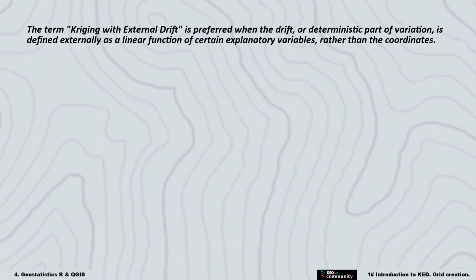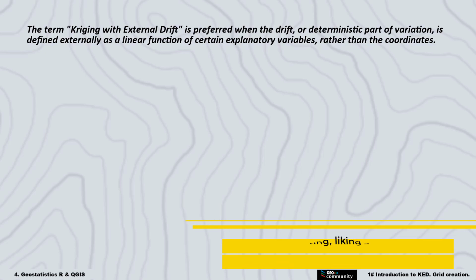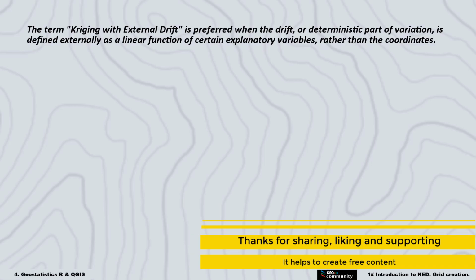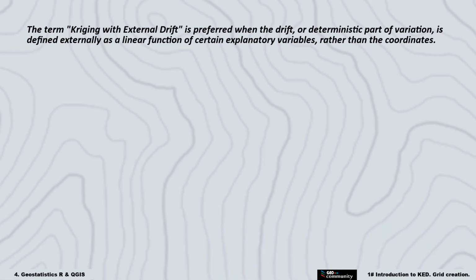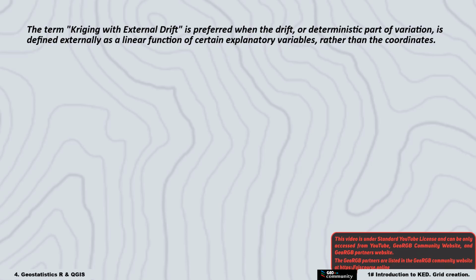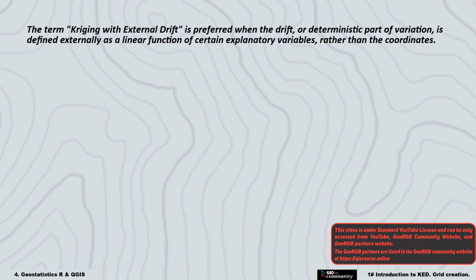The term Kriging with external drift is preferred when the drift or deterministic part of the variation, also known as a trend surface, is defined externally as a linear function of certain explanatory variable rather than the coordinates. Then when we are using Universal Kriging, we are using the X and Y coordinates to define the trend surface. But when we are using Kriging with external drift, we are going to use another variable that is not the X and Y coordinates. It's a different variable, and that's the main difference between Universal Kriging and Kriging with external drift.